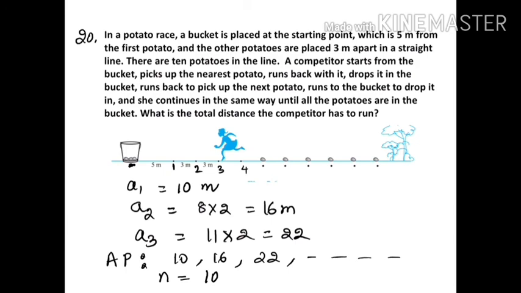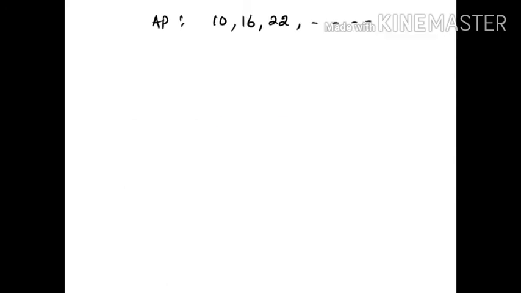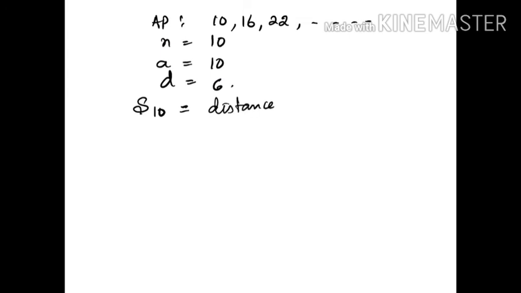To find the total distance that she runs, we will have to add the terms of this AP. n is equal to 10, first term is 10, common difference is 16 minus 10, that is 6. So the sum of these 10 terms of the AP is the total distance covered by the competitor.